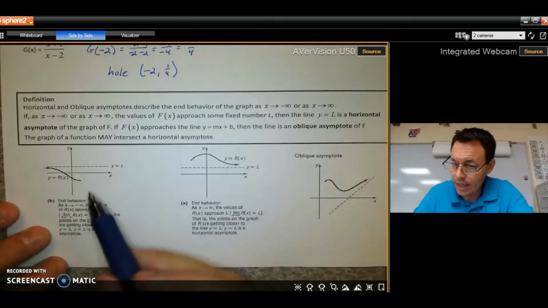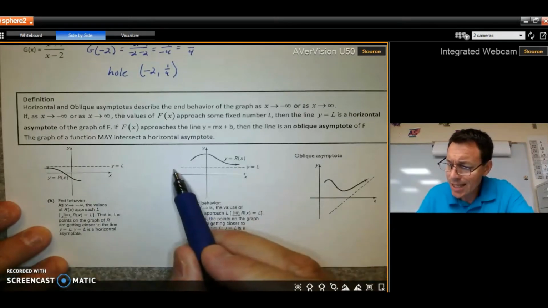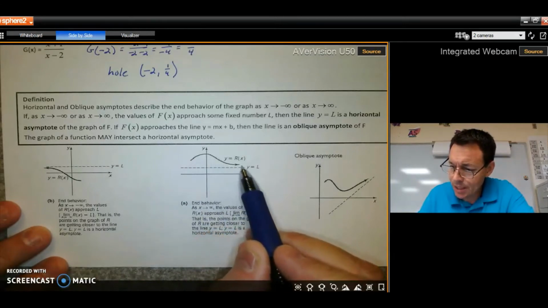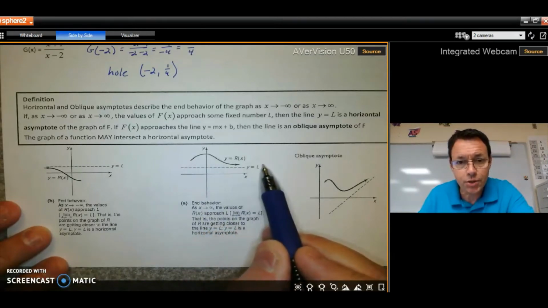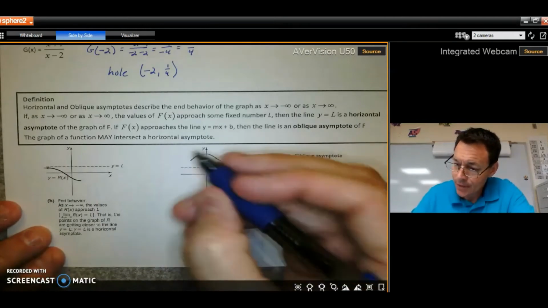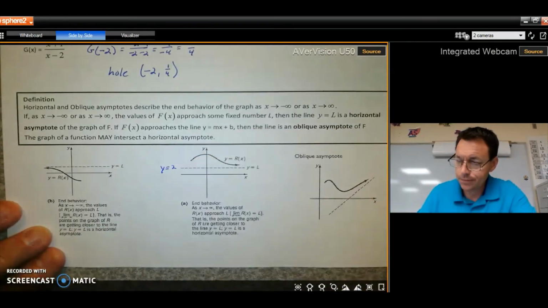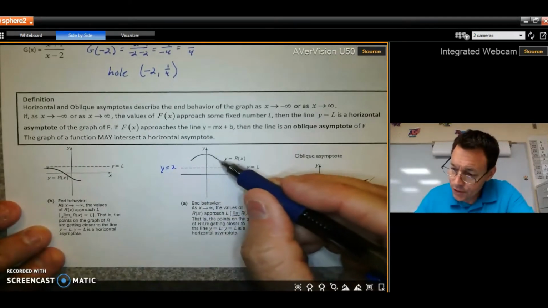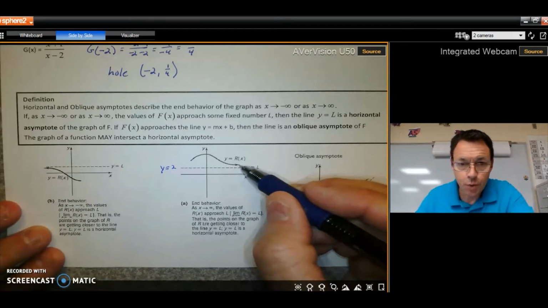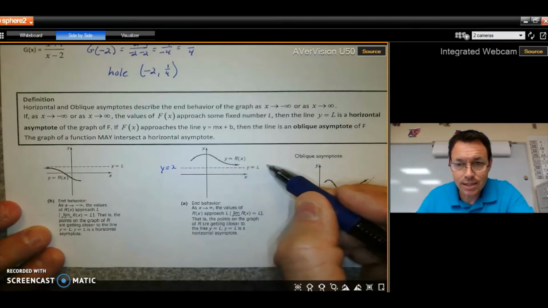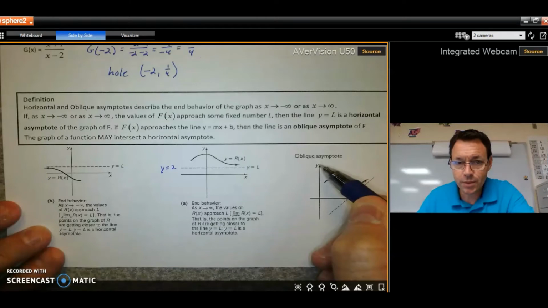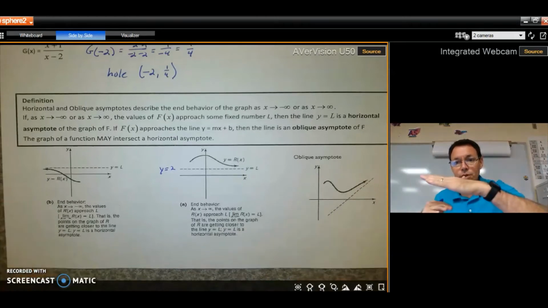Now, a horizontal asymptote is just an imaginary line that your function seems to get closer and closer and closer to as you head off to infinity. So let's say this is y equals 2. Okay, we've got this imaginary horizontal line. This function right here maybe equals 2.5. As we go out to like x equals 20, maybe it's now 2.1. As we go out to x equals 100, maybe it's 2.0001. And it's getting closer and closer and closer.